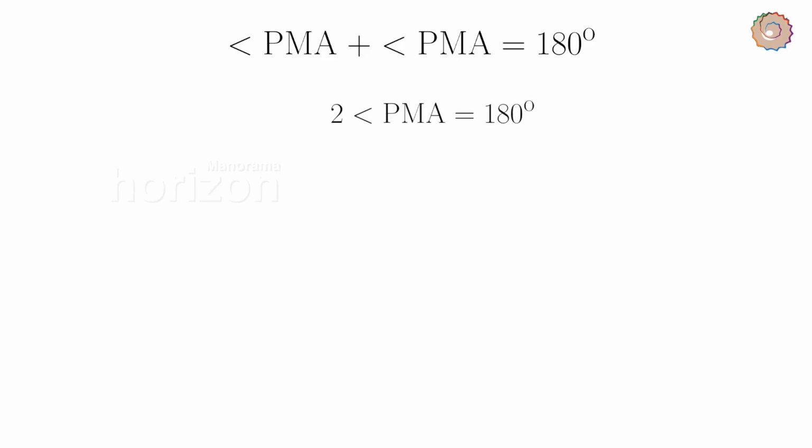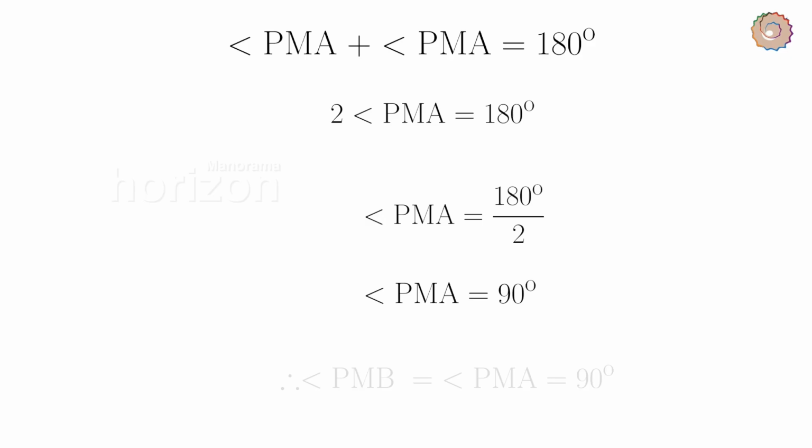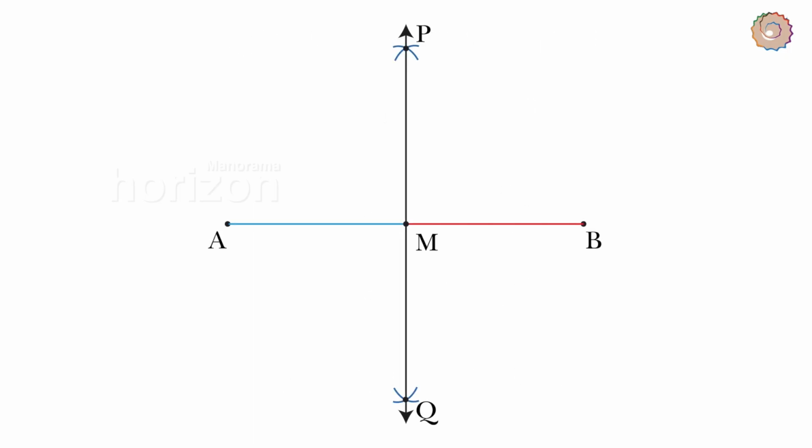2 angle PMA is equal to 180 degree, or angle PMA is equal to 180 degree by 2, which is equal to 90 degree. Therefore, angle PMB is equal to angle PMA is equal to 90 degree. Thus, we have proved AM is equal to BM as well as angle PMA is equal to angle PMB is equal to 90 degree. Therefore, we can say PQ is the perpendicular bisector of AB, hence justified.